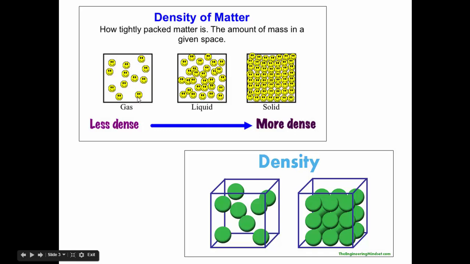So our gas is less dense. Here's liquid, it's a little bit more dense. And then our solid is the most dense, so it has the most mass in the space. In the two examples down here, the two squares, this one here is less dense, this one is more dense.